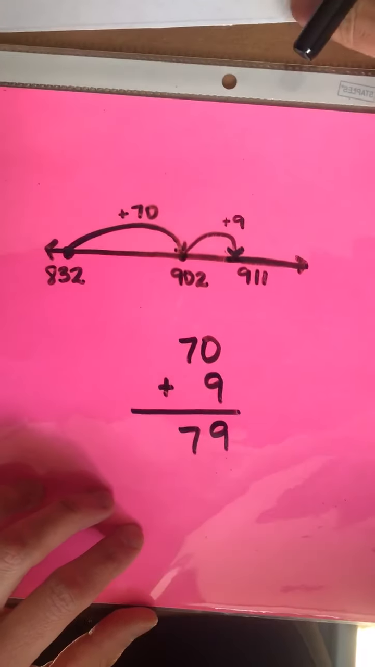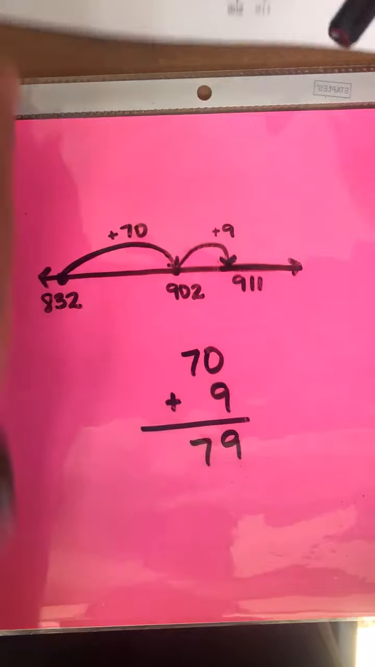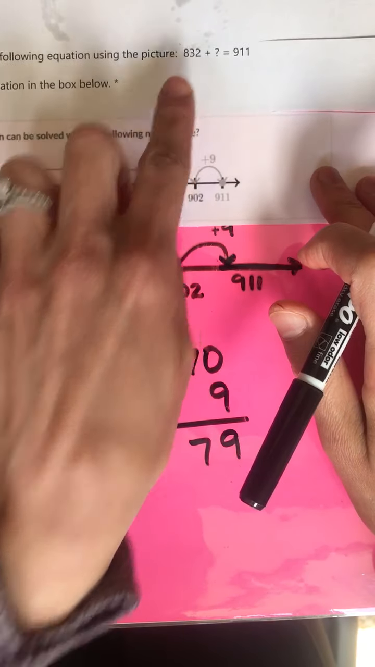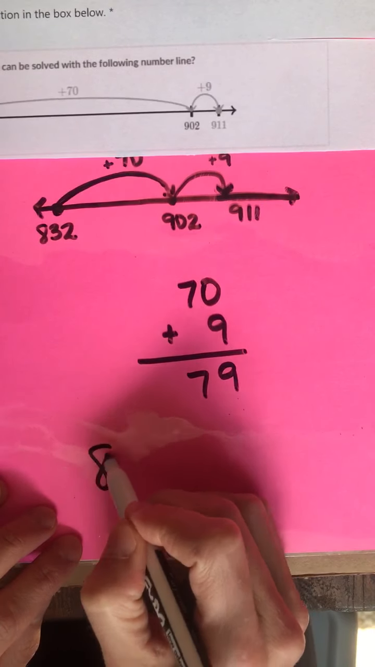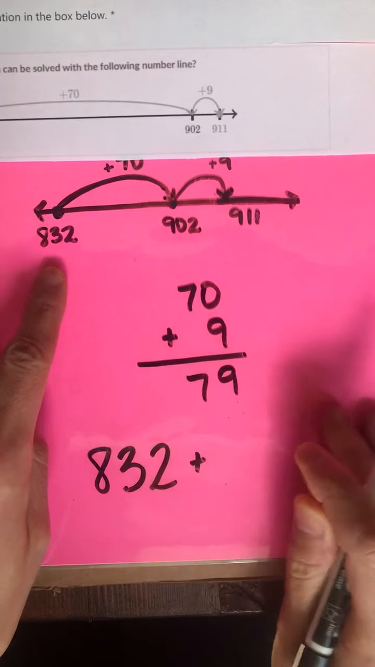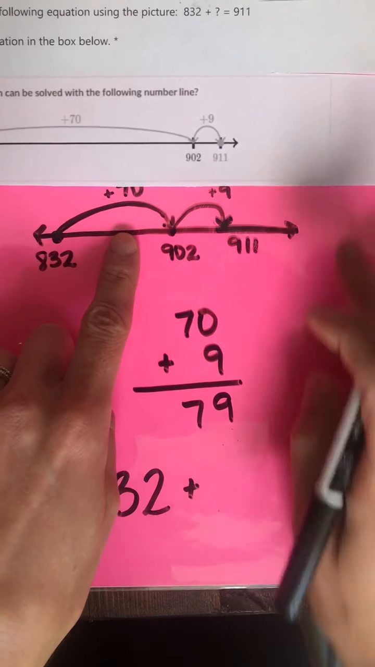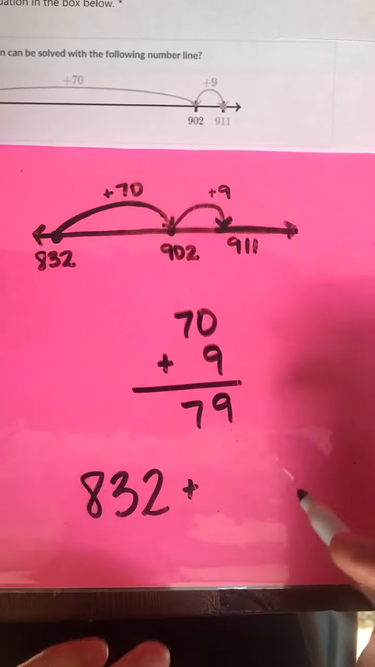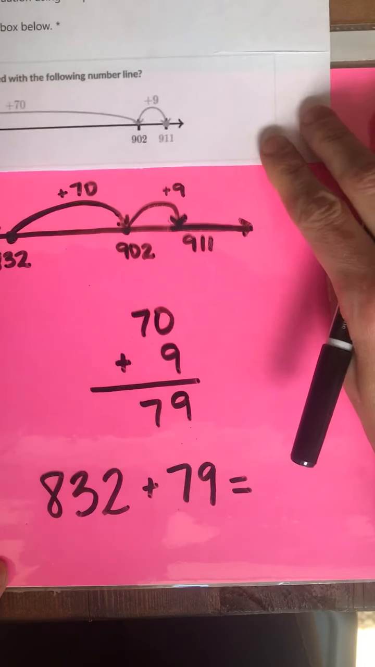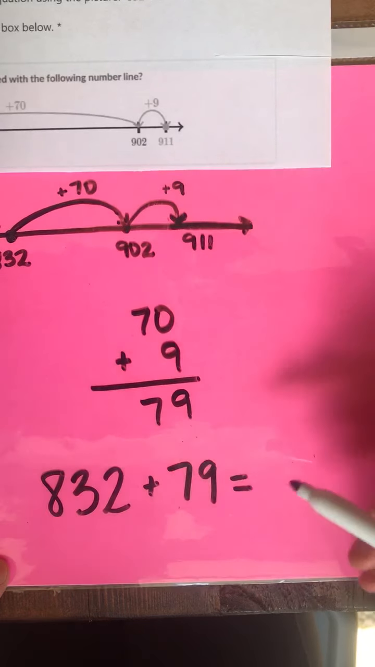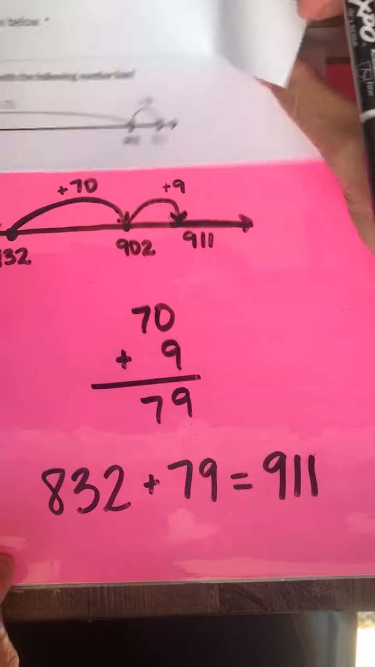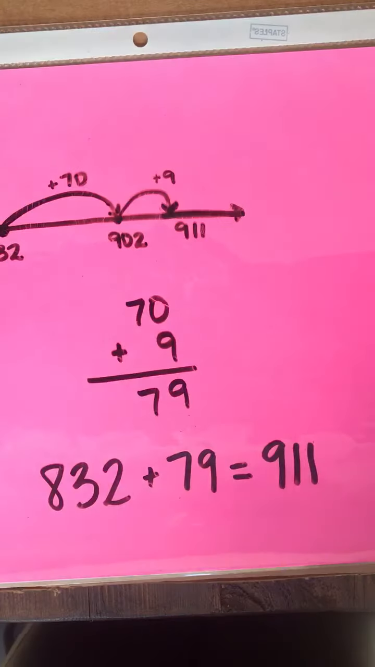So when you look to answer this question on your quiz, the equation that you're going to type in the box is, we started with 832, and we added 70 and 9 more, or 79, and that equaled, what did that equal? 911. That's right. Fantastic. Okay, friends, great job. Let's take a look at number 4 together.